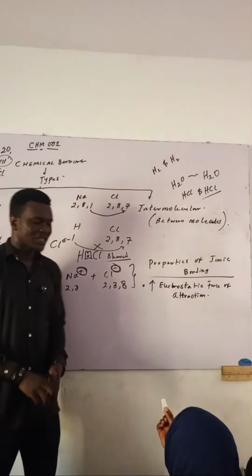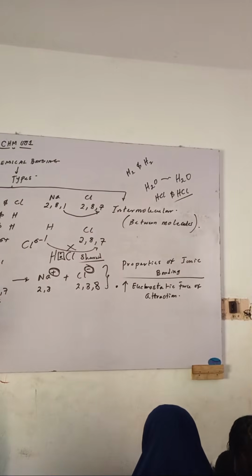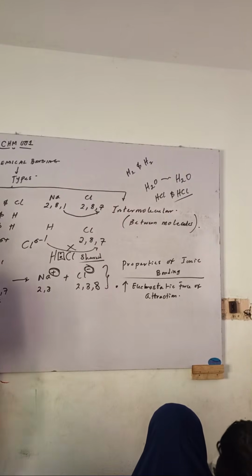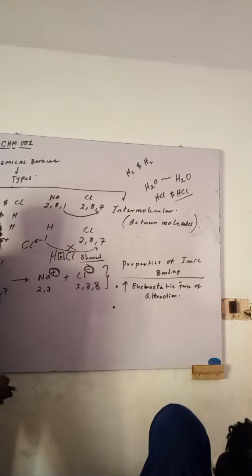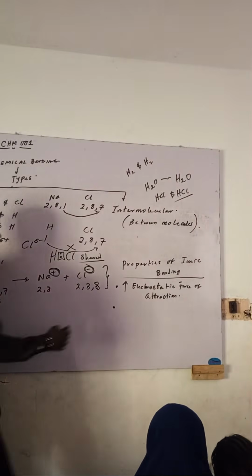So the first property you can think of is that there will be what? High electrostatic force of attraction. The positive and negative will link up and they will form a bond. That is what we call electrostatic force. Then another thing is that it's going to be made up of aggregates of charges.